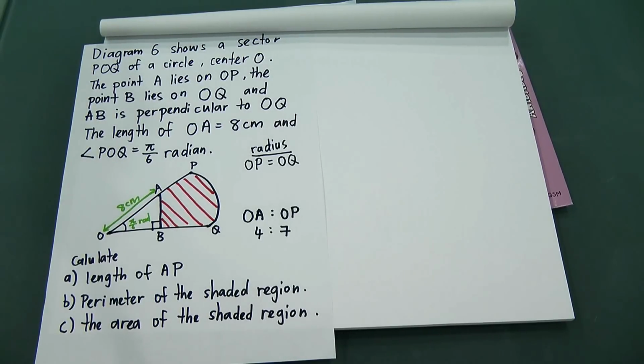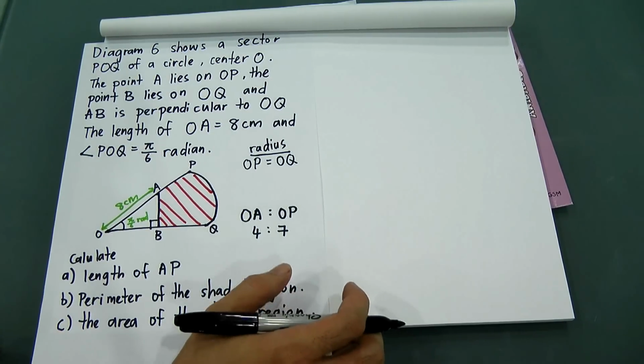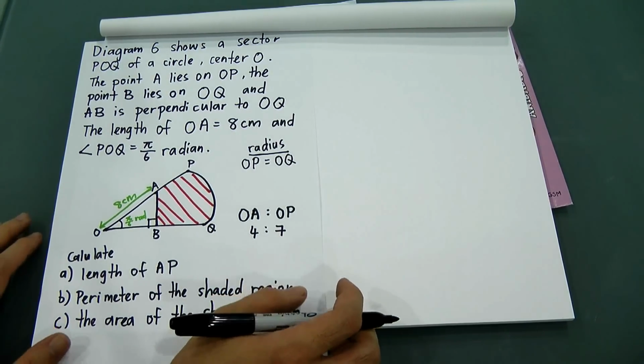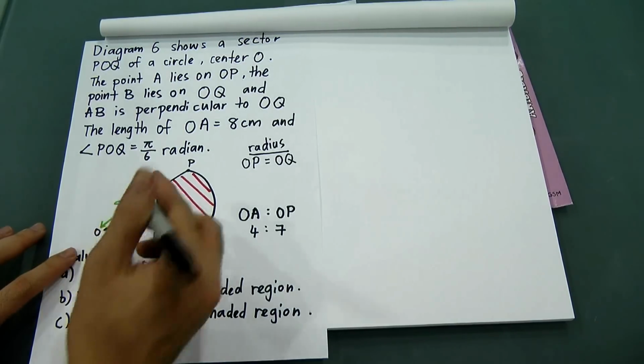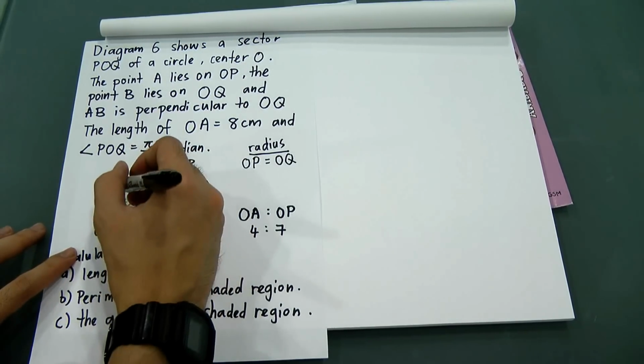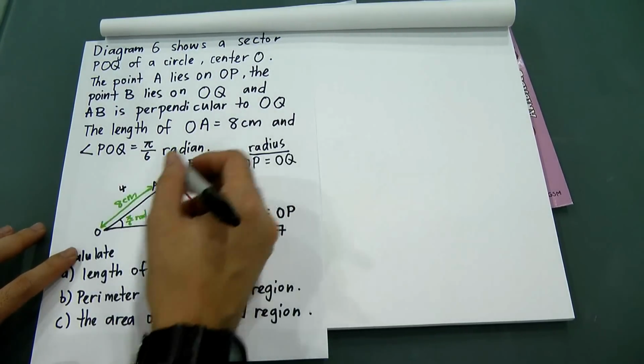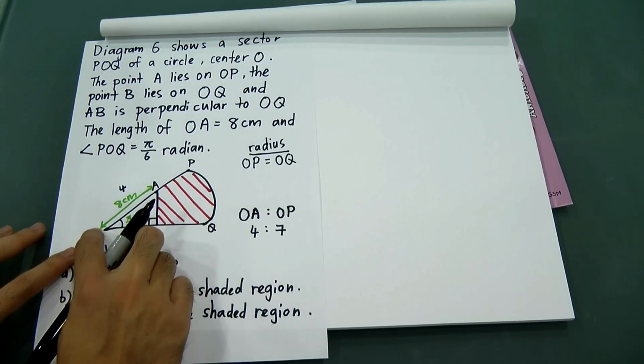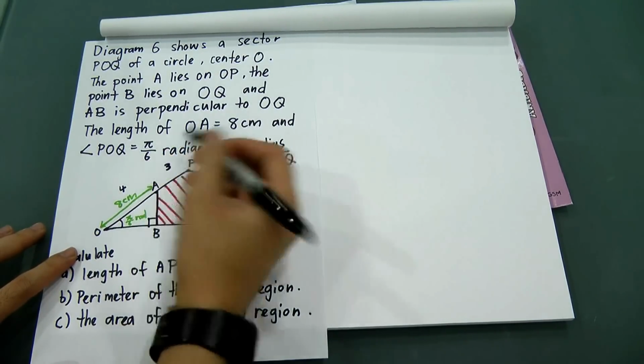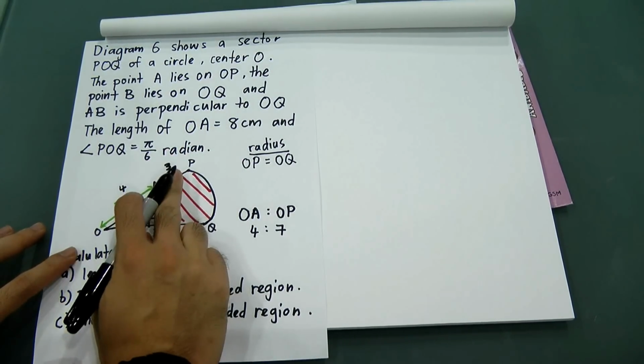So the first thing he asked us to calculate is the length of AP. The length of AP is very easy to calculate. Because he tells us the ratio here is 4, this part will be 4, and the whole thing will be 7. He said OP will be 7, so this part will be 3. Okay, 7 minus 4, you will get 3.